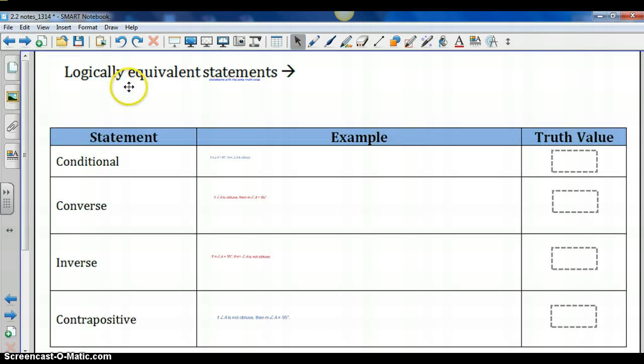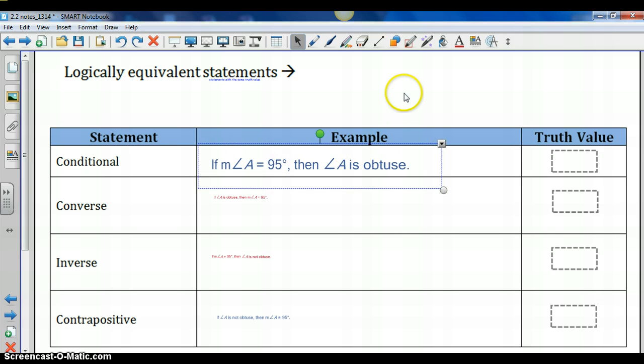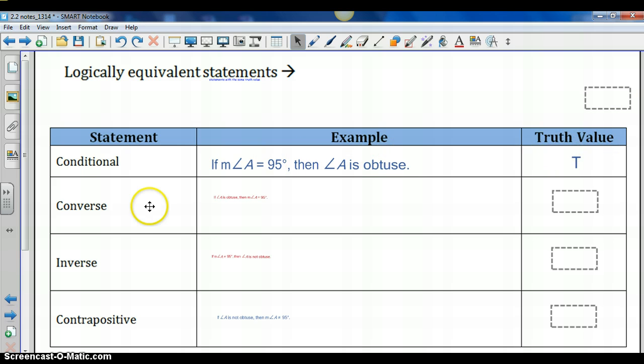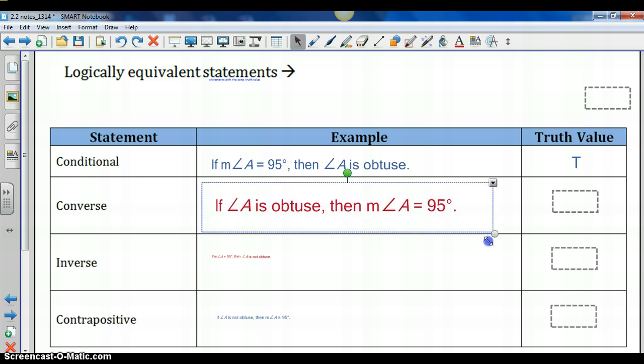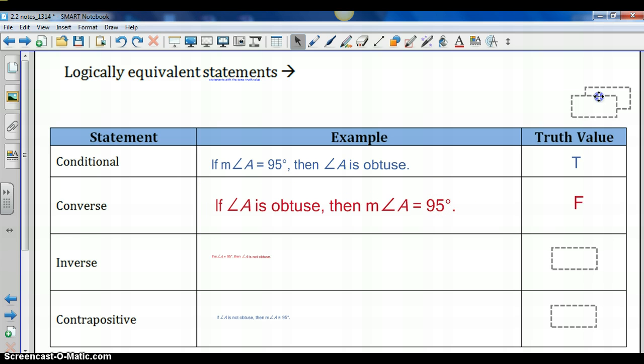So when we talk about truth values of statements, we have certain statements that will be logically equivalent. Logically meaning pertaining to their truth value, equivalent meaning equal. So if we have a conditional statement such as this, if the measure of angle A equals 95 degrees, then angle A is obtuse. We can assume that is a true statement. We know that that fits the definition of obtuse angles, so it's true. The converse of that would say this: if angle A is obtuse, then the measure of angle A is 95 degrees. That is not necessarily true, so we claim it is false. We can think of a counterexample.